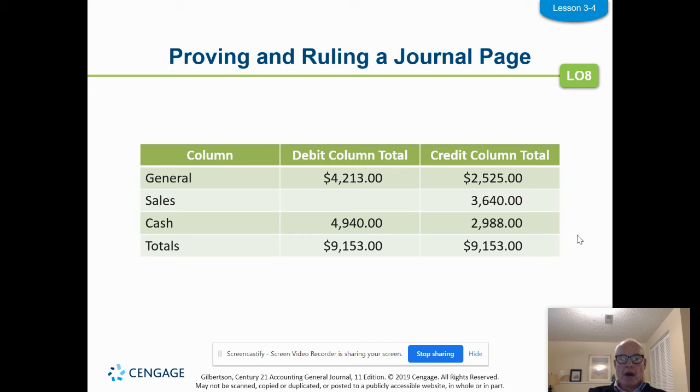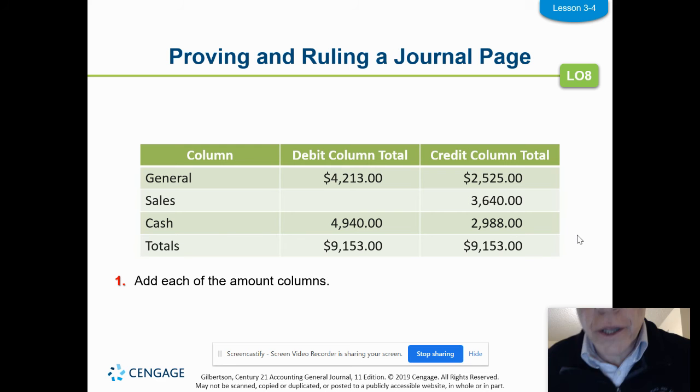And we got down to the bottom at the end of the column, and then, by the way, debits have to equal credits, right? At the end of the day, debits have to equal credits. It's a very important process that we prove each page before we move forward. So we add the amount of each column, the general debit column, the general credit column, the sales credit column, and both the cash debit and credit column. Of course, sales and cash are those special columns we've been posting to.